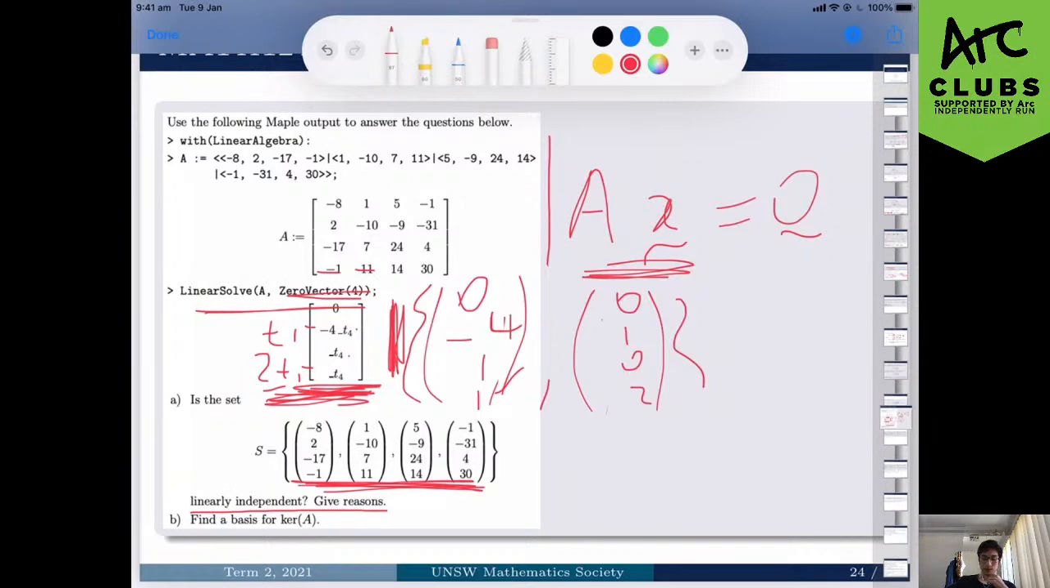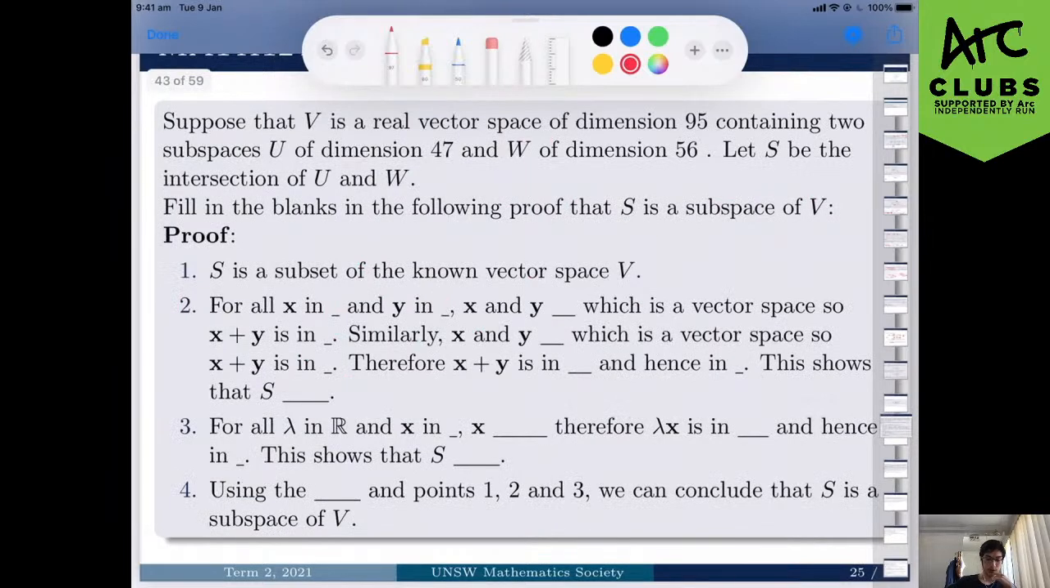Okay, last example, I'll go through it very quickly, because this one's kind of interesting. We have a vector space of dimension 95, and it has two subspaces. This is the hard subspace thing that I was talking about at the beginning. One of them is U, dimension 47. One of them is W, dimension 56. And we're thinking about the intersection of U and W.